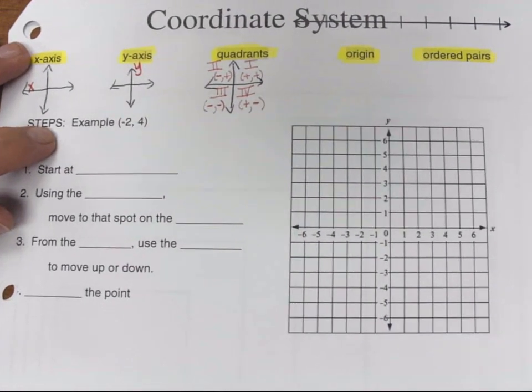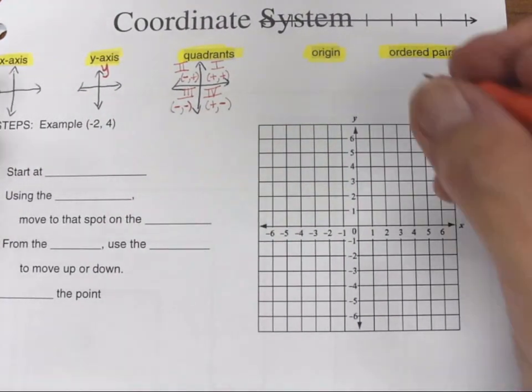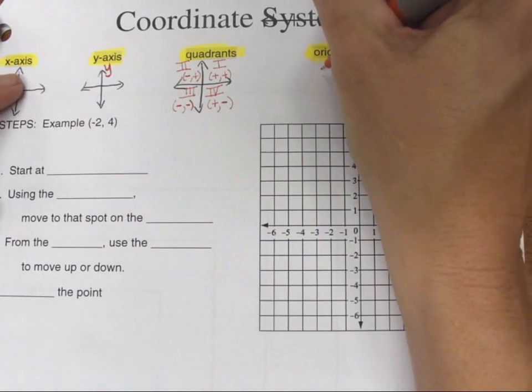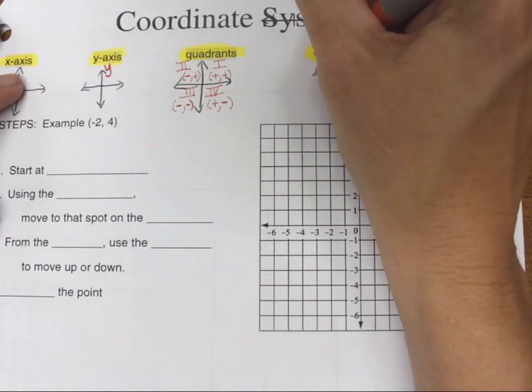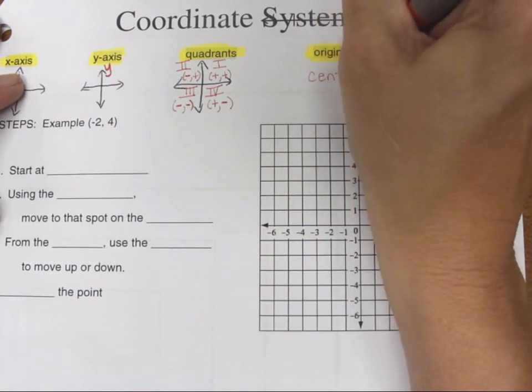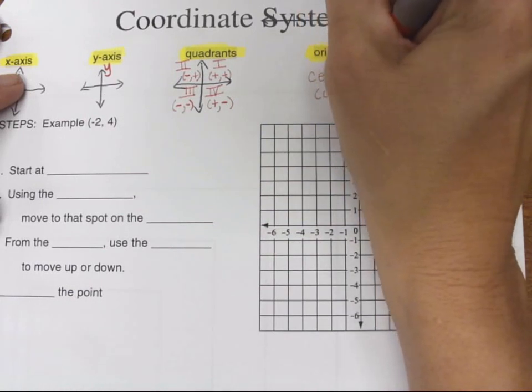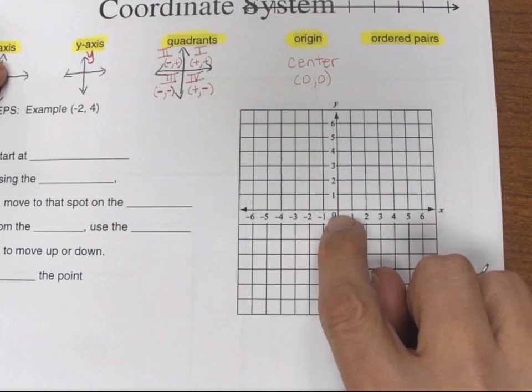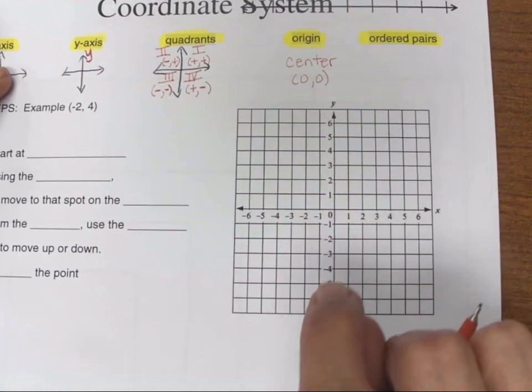Okay, origin. The definition of the word origin is the very center of the coordinate plane. It's found right in the center, and the coordinates for the origin are 0, 0. So the coordinates right here, 0, 0.